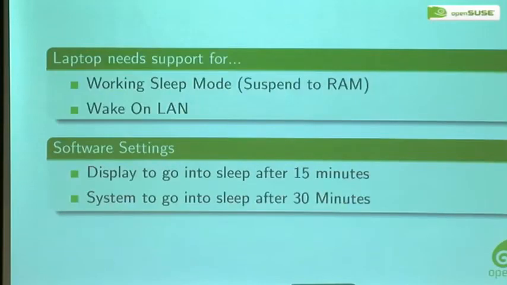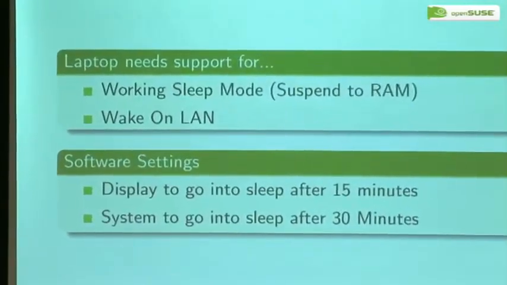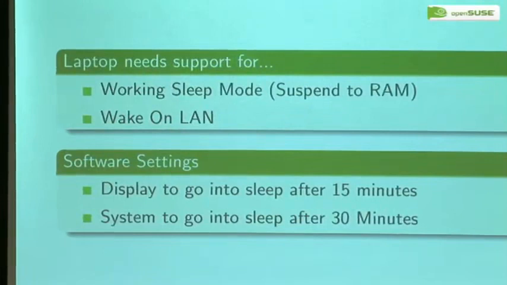Of course, there are some requirements a laptop has to fulfill in order to meet the spec. It needs 2 important capabilities. It needs a working sleep mode, and in this case it means suspend to RAM, and it needs support for wake alarm. There are also some software requirements. In the default configuration of a laptop, the display needs to power down automatically after 15 minutes, and the whole system needs to power down automatically after 30 minutes.